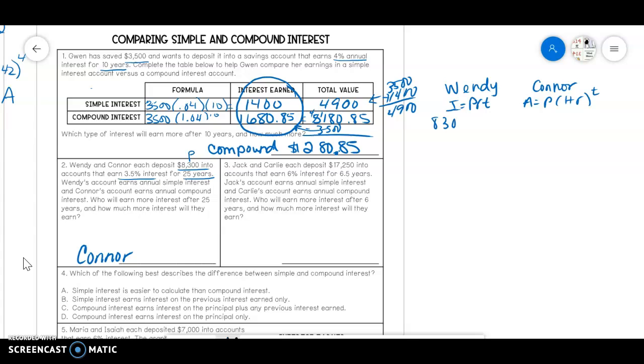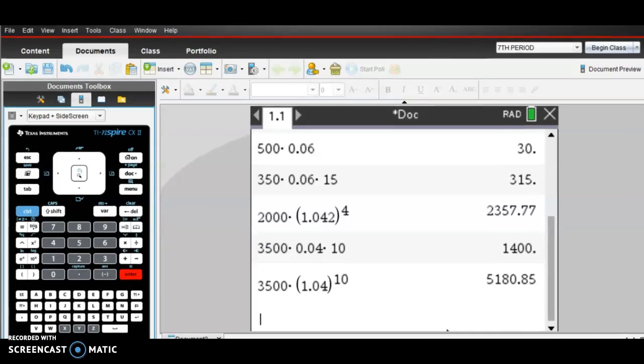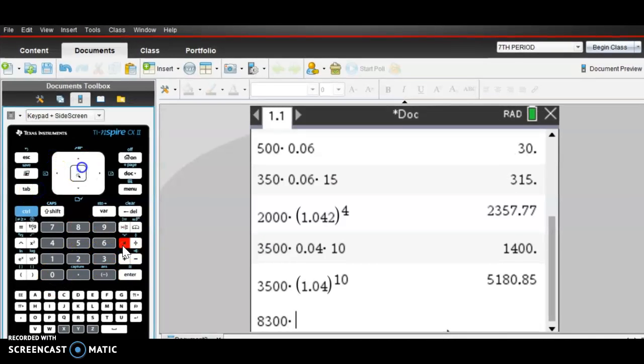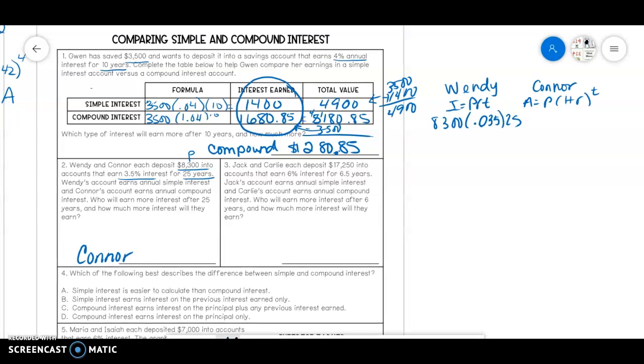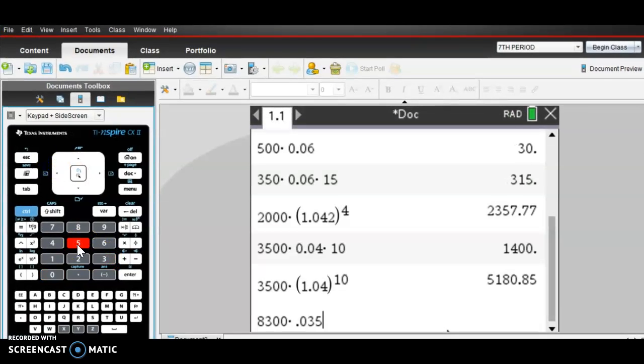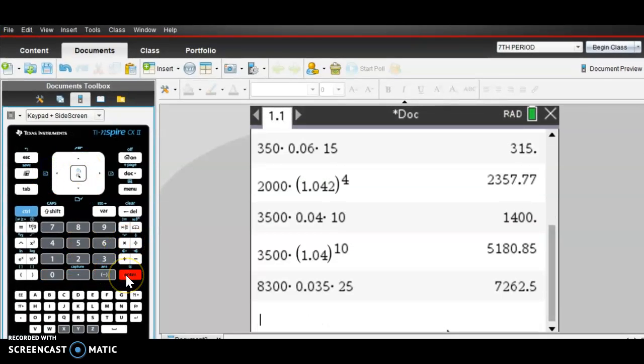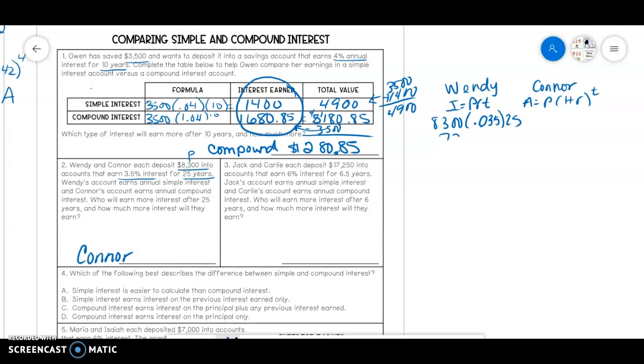So 8,300 times 0.035 times 25 is 7,262.50. That's her interest. Okay, when we look at Connor though, we're going to have to do an extra step.